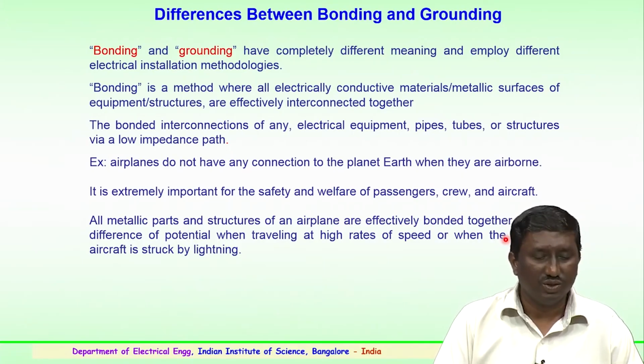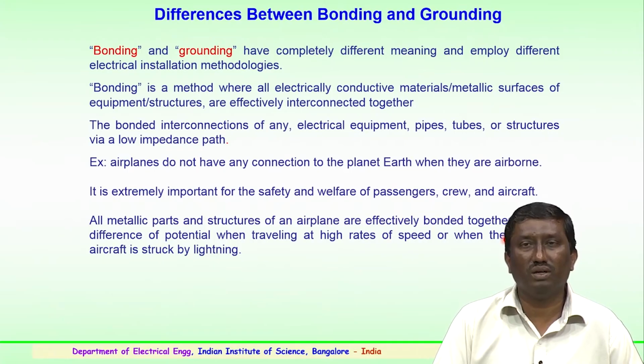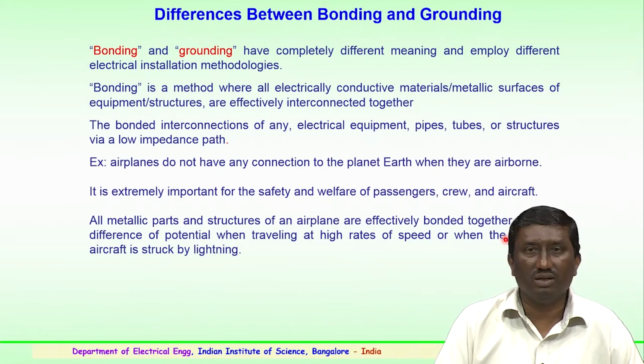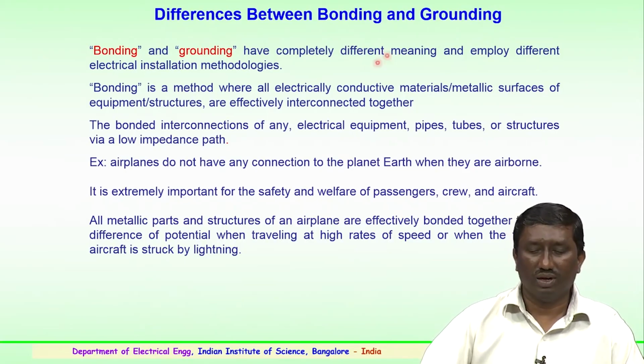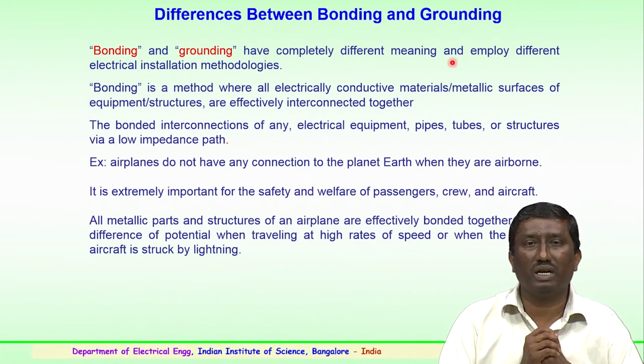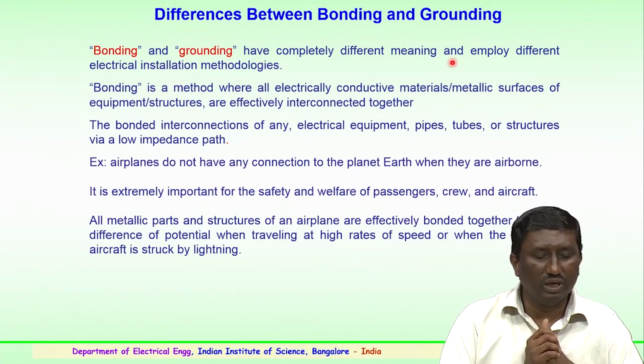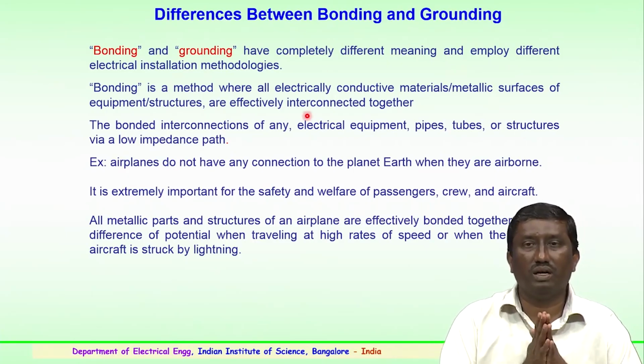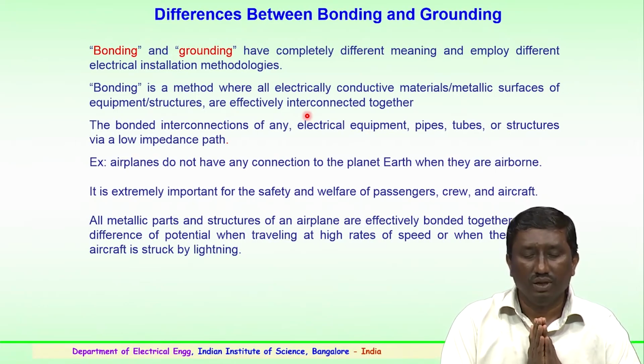So, what is the difference between bonding and grounding or earthing? Bonding and grounding in fact have completely different meanings and employ different electrical installation methodologies. When you closely observe, bonding is a method where all electrically conductive materials or metallic surfaces of the equipment or structures are effectively interconnected together.